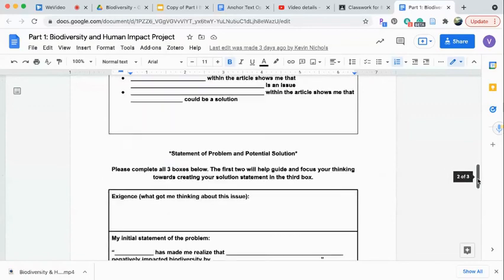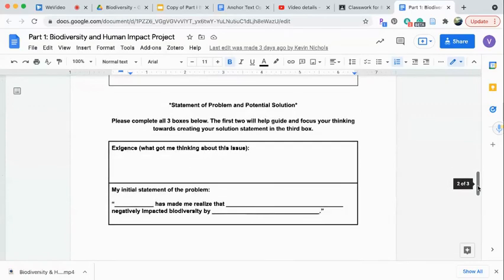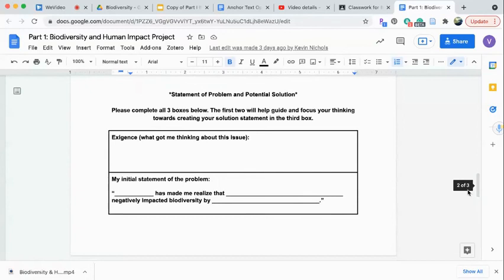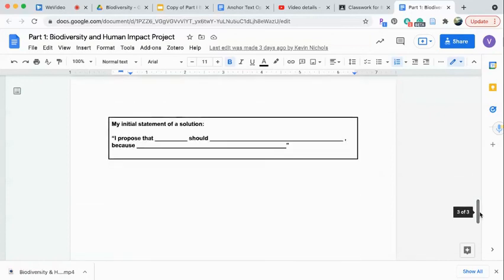Once you have your 3 sources and your sentences about them, you're going to move on to the problem statement. You need to complete all 3 of these boxes below. So exigence is basically a fancy word for what got you thinking about this? Like, why do we even care? Next one, your initial statement of the problem. So what made you realize that what should happen or what has happened that has negatively impacted biodiversity by, and that's essentially the problem. And then I propose that. So what should we do and why should we do it? And that is project part 1.